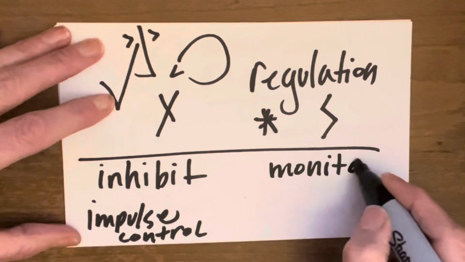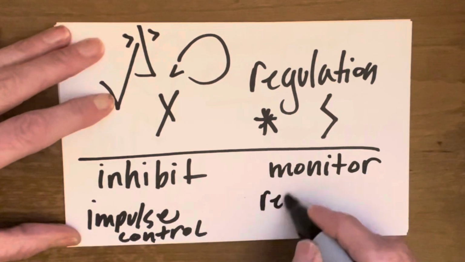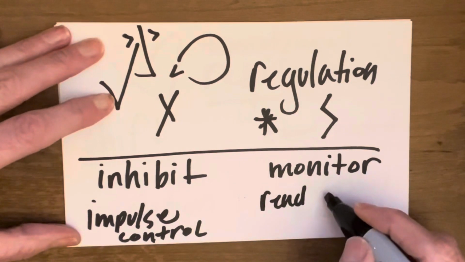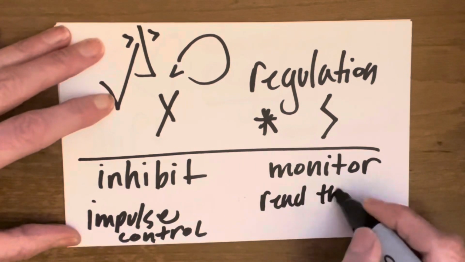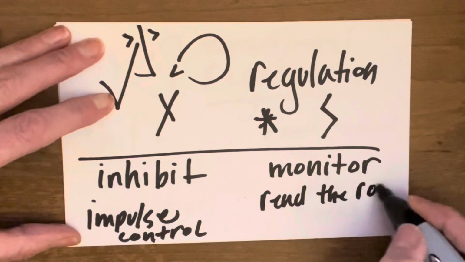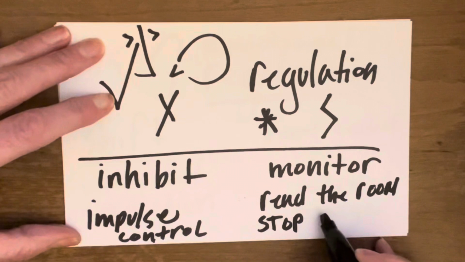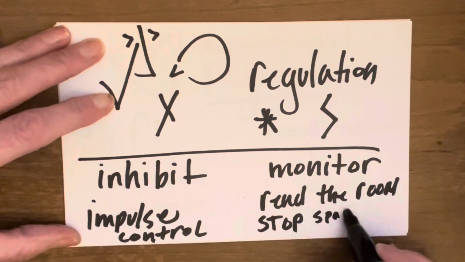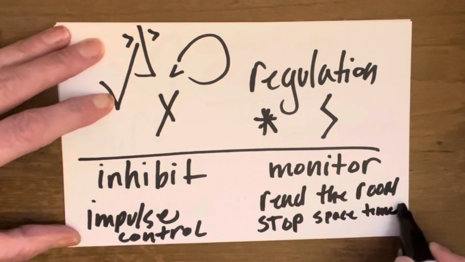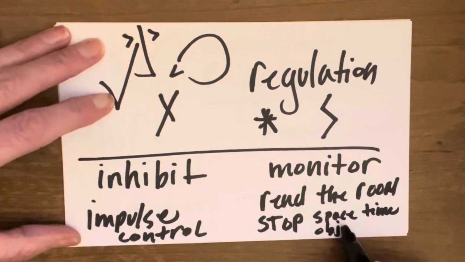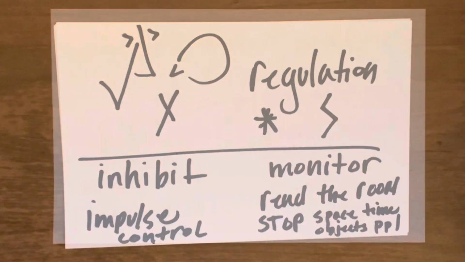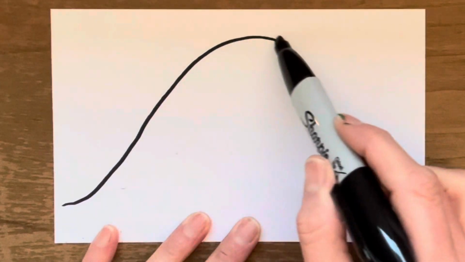monitor, self-monitor is to read the room. Where am I in space and time? And that, if you've ever seen this, so where am I in space, time, what are my clues? What are the objects and people? So when we think of being regulated, let's think of the normalized distribution.